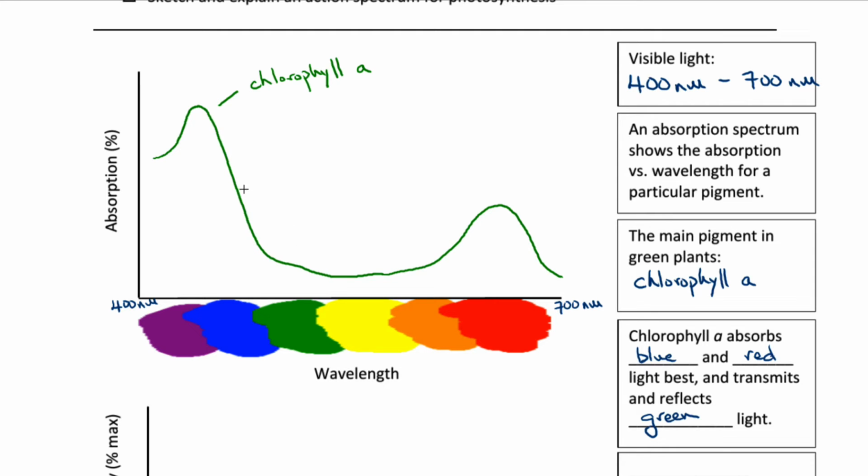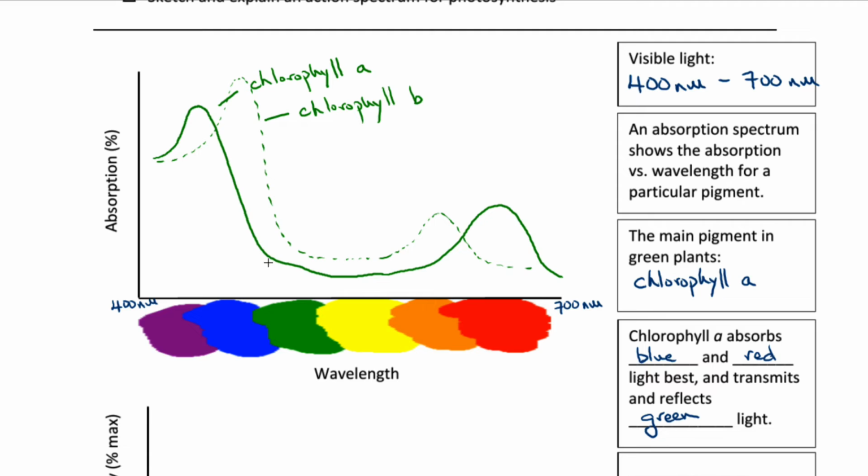Now I said there's another kind of chlorophyll, chlorophyll B, and I'm going to draw a representative absorption spectrum for chlorophyll B here. It's also got a peak in the blue or the purple region, and then another peak over here in this orange or orange-red region. You don't need to know the exact details of these shapes, but just understand that the absorption spectrum shows the absorption as a function of wavelength, and also understand that both chlorophyll A and chlorophyll B absorb purple and blue light and red light relatively well, but don't absorb green or yellow light.